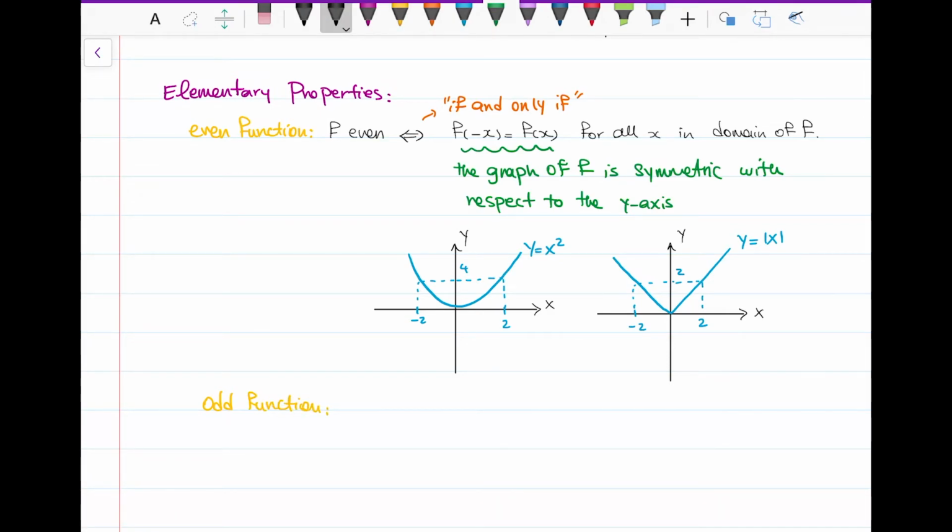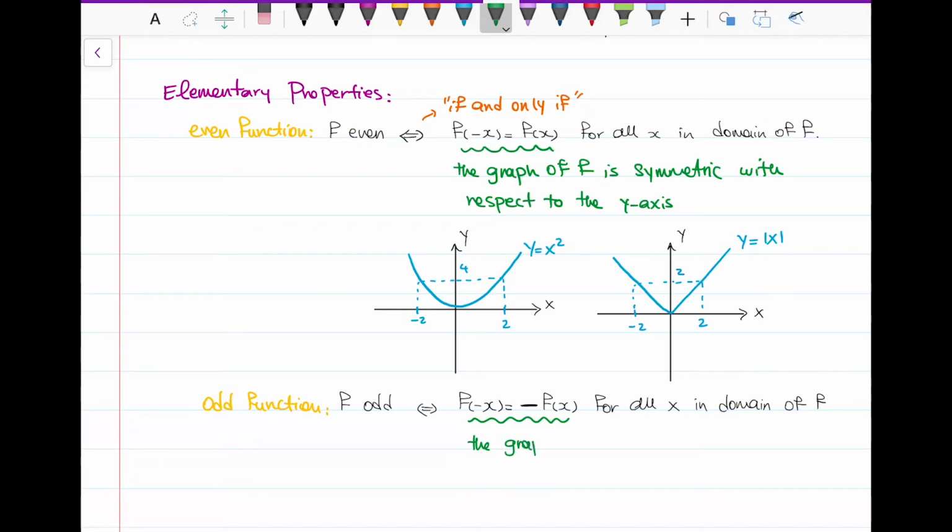What is an odd function? We say that a function f is odd if and only if f of negative x is equal to negative f of x. That's the difference between these two. For all x in the domain of f. And in that case, this formula shows that the graph of f is symmetric about the origin.